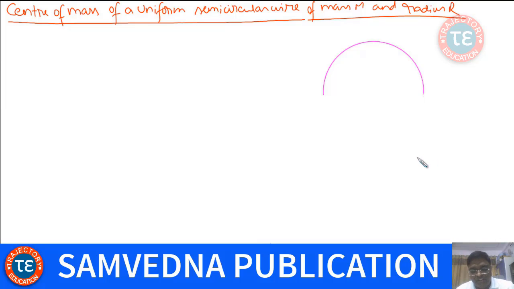In this case, the radius is r. Say this is your center, and the radius given to you is r. Now I told you the relation between the position of center of mass and symmetry. If any object is symmetric about a line, then the center of mass is going to lie on that axis of symmetry.